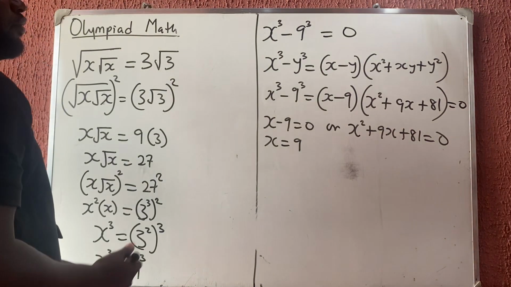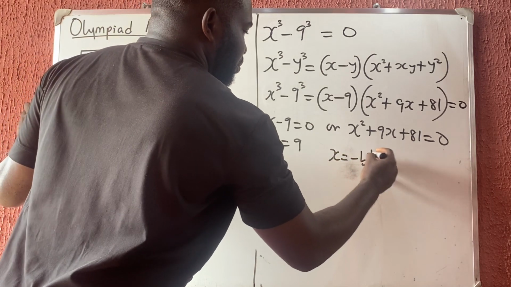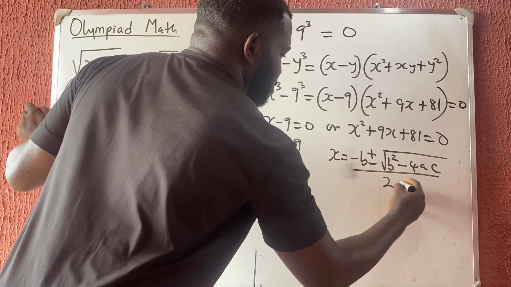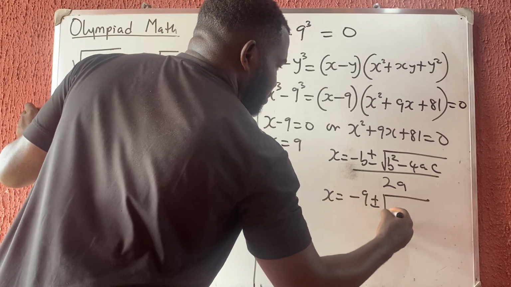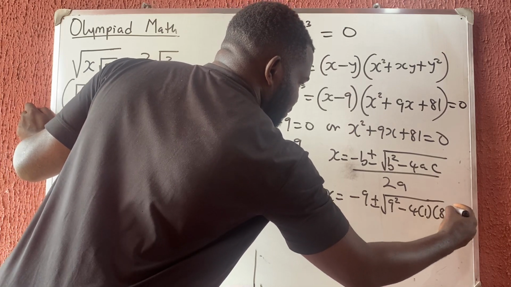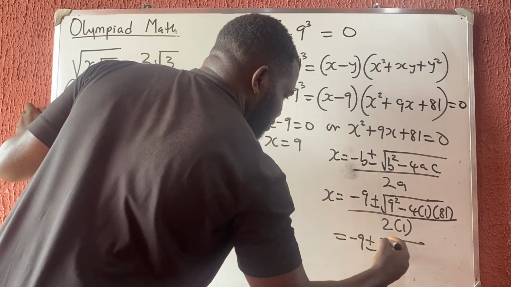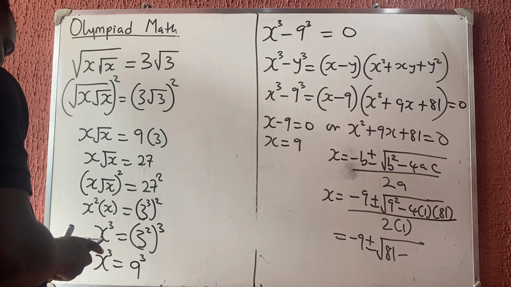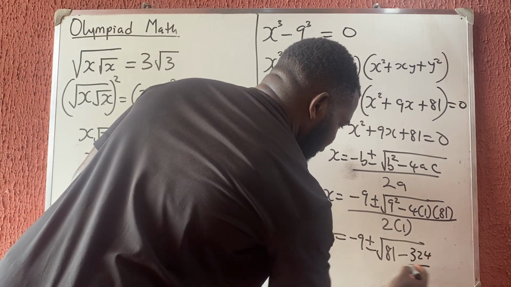Now you can solve this using the quadratic formula, that says x is equal to minus b plus or minus the square root of b squared minus 4ac, all over 2a. So x is now equal to minus 9 plus or minus the square root of 9 squared minus 4 into 1 into 81, all over 2 into 1. So I'm having minus 9 plus or minus the square root of 81 minus 4 times 81. I'm having 4 times 81, so I'm having 324, now divided by 2.